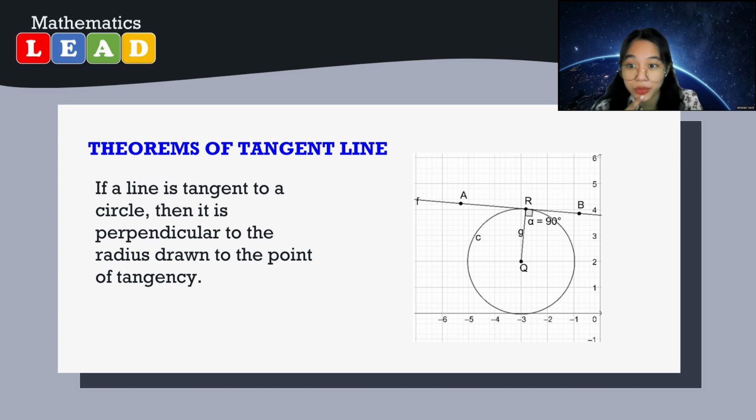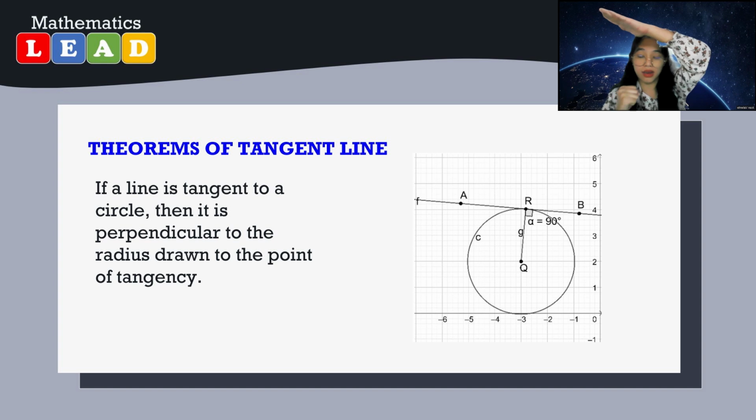But if we're going to draw a line from the point Q, which is the center, to the point of tangency, okay, we connect that, and then here is our line that is tangent to the circle.